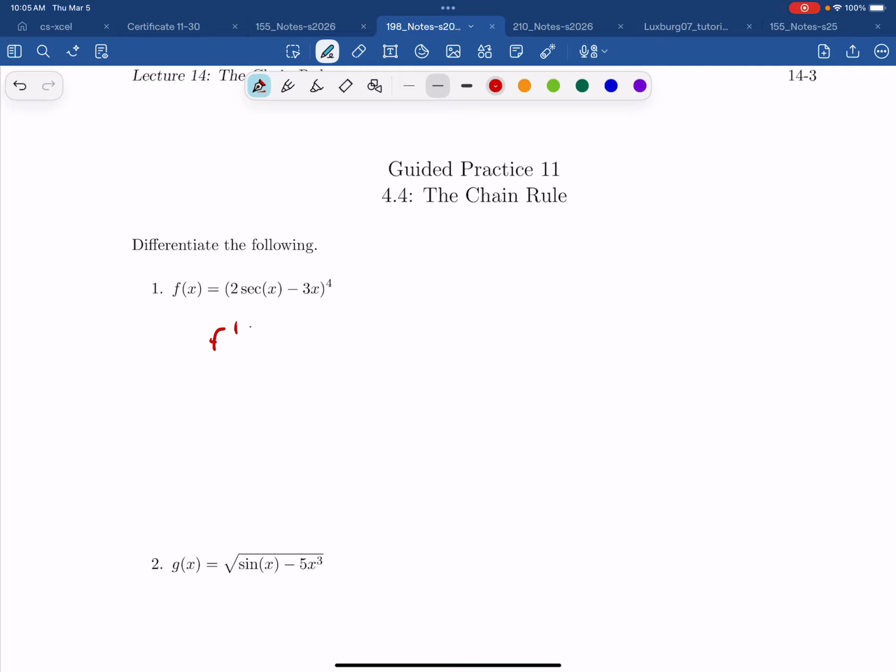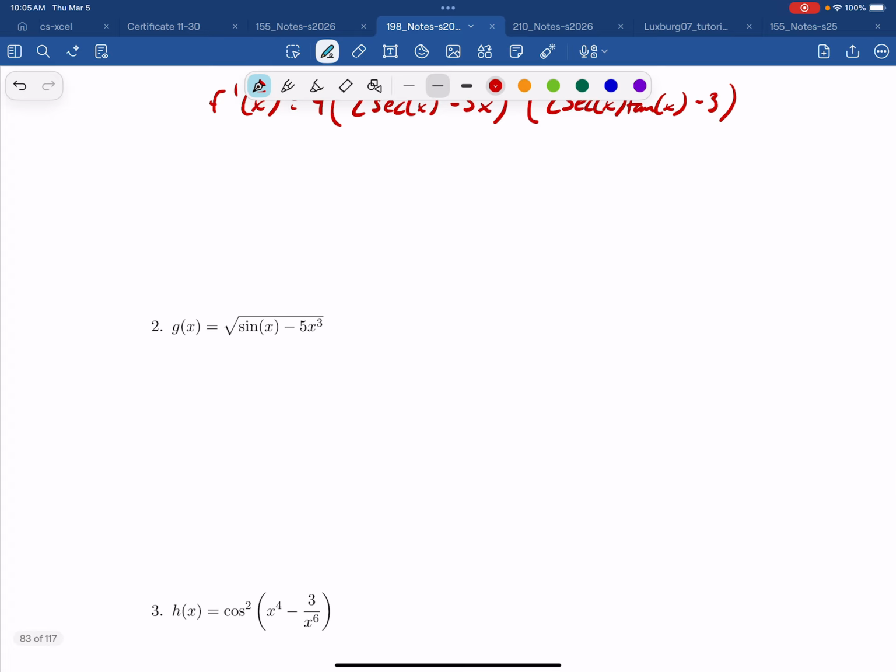So f prime of x is going to be 4, keep the inside the same, cubed, right? 4 times the inside cubed times the derivative of the inside. Right. For number 2, be careful, the outer function is actually the square root.